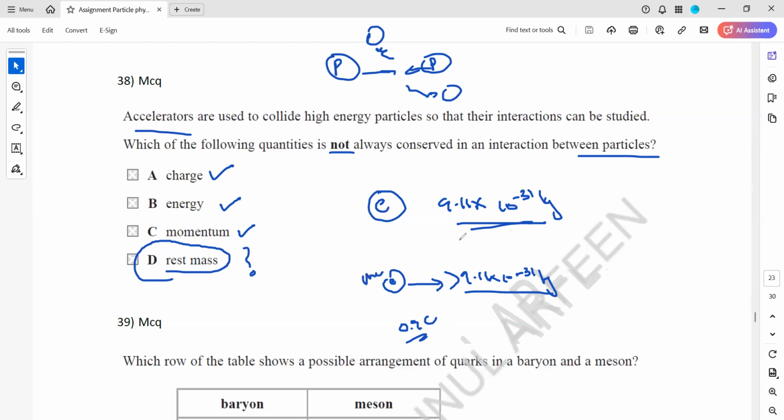So the rest mass is not conserved because in a particle accelerator, as the particles start to move close to the speed of light, the mass increases, so the mass is not conserved. Even if we move close to the speed of light, our mass will also change. Is it clear?